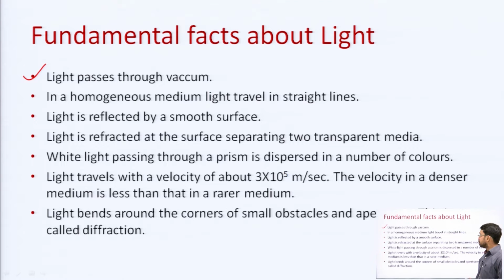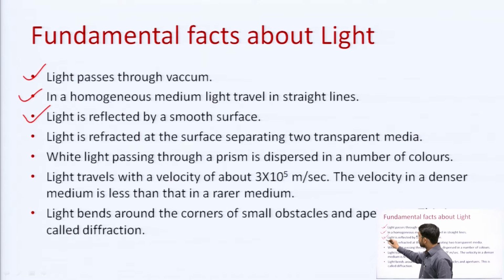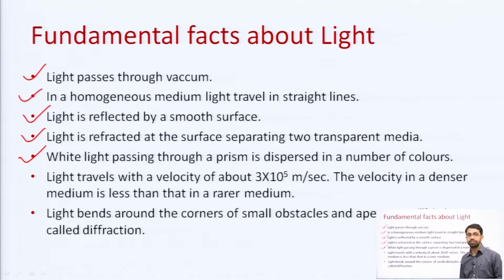Another fundamental fact, white light passing through a prism is dispersed in a number of colors. When we pass a white light ray through a prism, it is divided into 7 different colors and we get a VIBGYOR pattern. So, in a homogeneous medium, light travels in a straight line, it is reflected, it is refracted, it is dispersed. It is called dispersion.